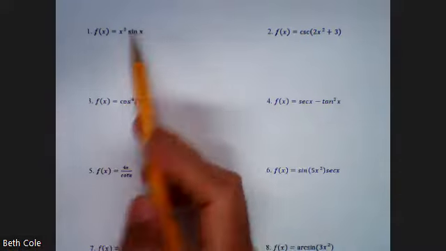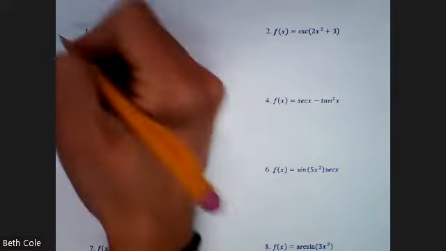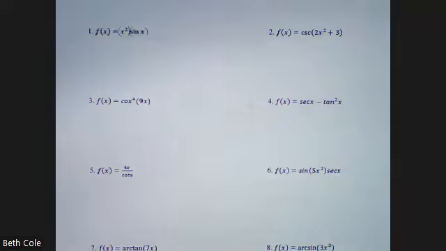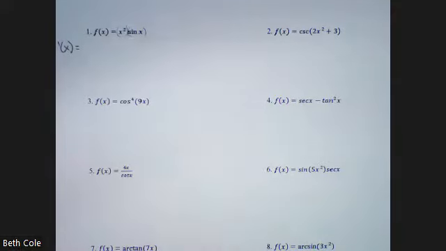Good. Two things are being multiplied. The x squared is the first thing. Sine of x is the second thing. These are going to get very long horizontally. Okay, so start over on the edge of the paper so that you have enough room.